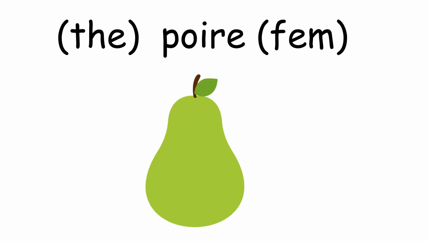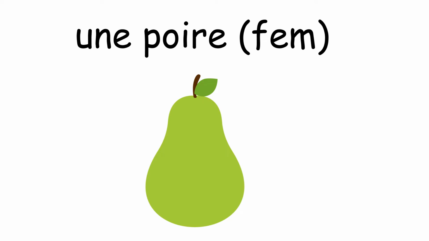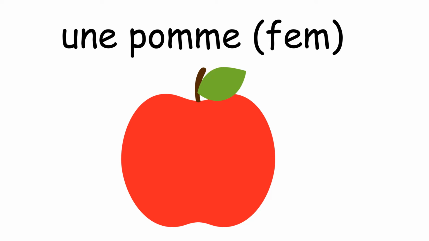So let's look at a couple of examples just to practice these. Comment est-ce qu'on dit, how do we say, the pear? Alors, la poire, super. Et comment est-ce qu'on dit a pear? Une poire, bravo. Comment est-ce qu'on dit an apple? C'est féminin. Pomme, c'est féminin. Une pomme, bravo.